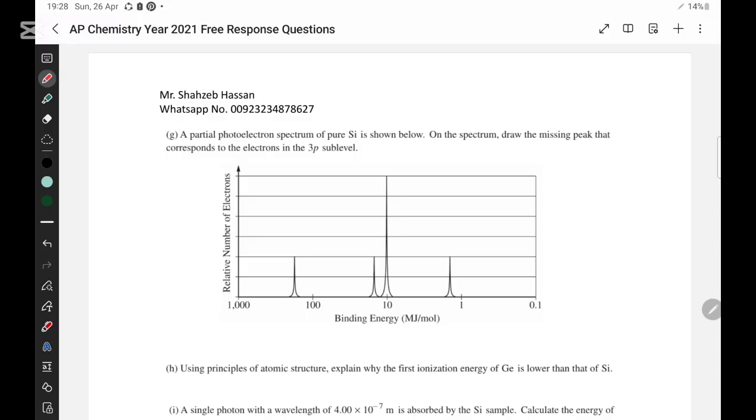A partial photoelectron spectrum of pure Si is shown below. On the spectrum, draw the missing peak that corresponds to the electron in the 3p sublevel.